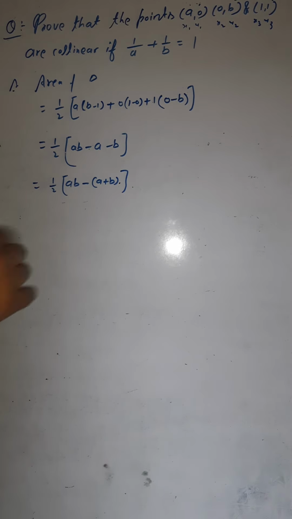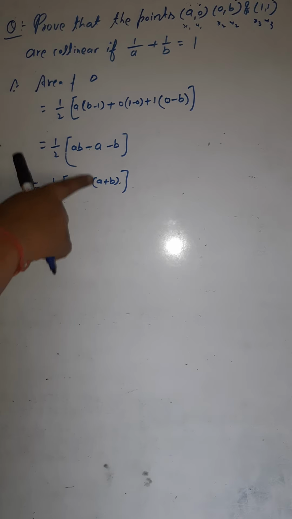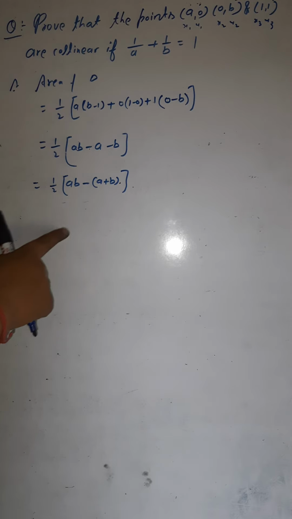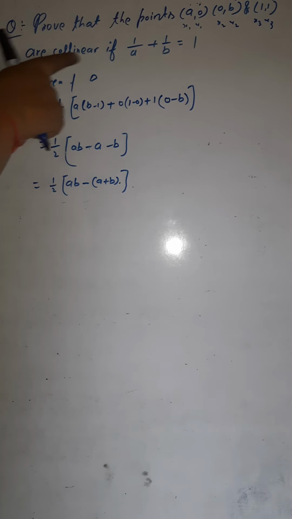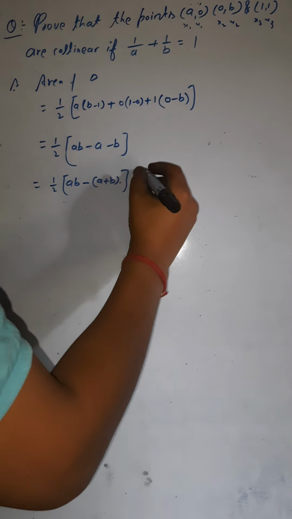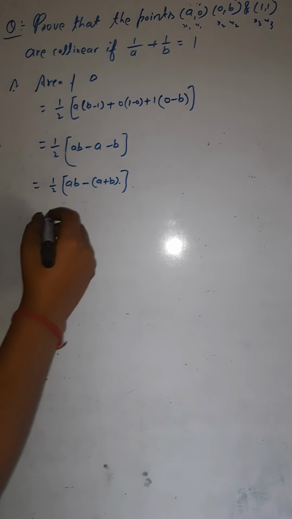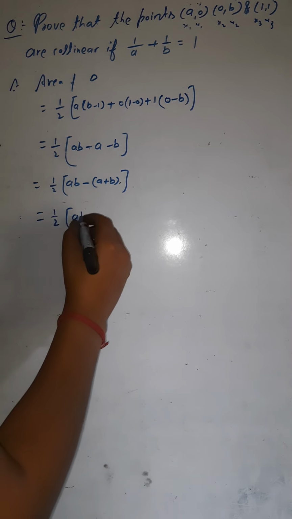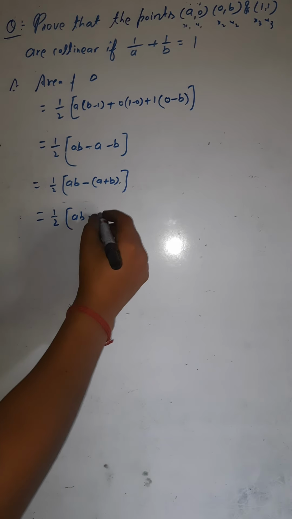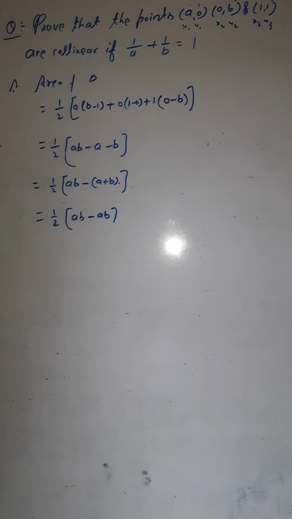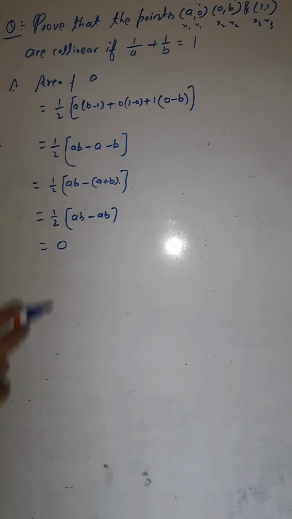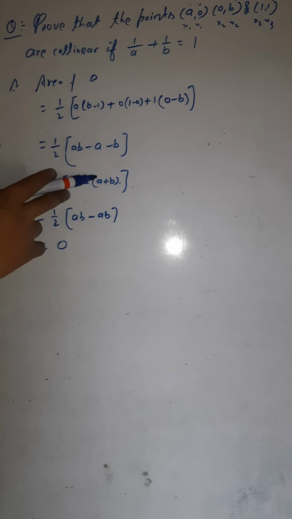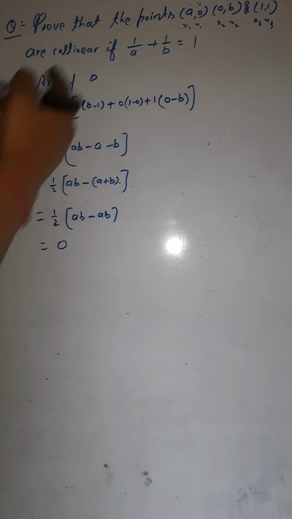Now if this a plus b is equal to ab, then this complete expression would become 0, and in that case the area of the triangle is coming out to be 0. Then in that case you can say yes, these points are collinear. We have been given a condition here. Let's see what this condition is. Now look here, 1/2 into (ab minus (a plus b)), if this a plus b becomes ab, then the area of the triangle would be 0 because ab minus ab would become 0. So the condition is a plus b should be equal to ab. You have been given the condition here.